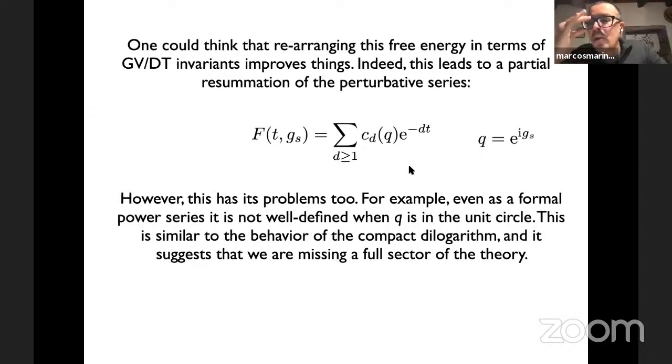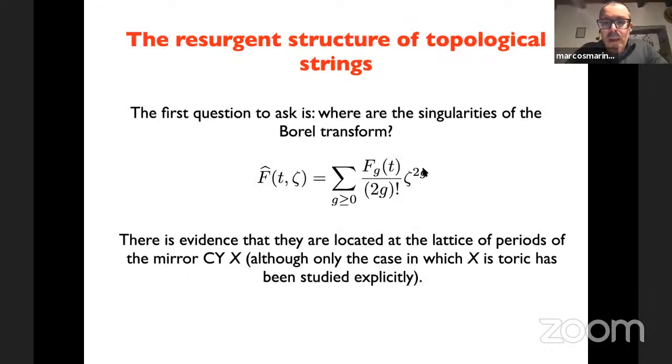So using this Donaldson-Thomas invariance or Gopakumar-Vafa invariance here is not going to solve the problems. So let's then go back to the Resurgence story. Resurgence has a very clear problem. And the first question that you could ask then is, what are the singularities of the Borel transform?